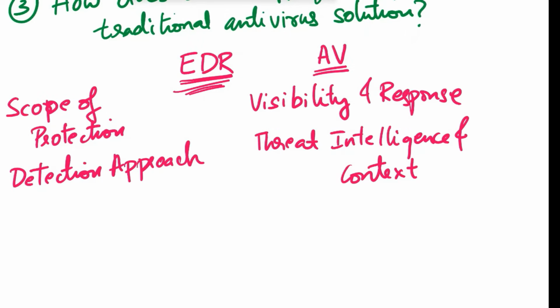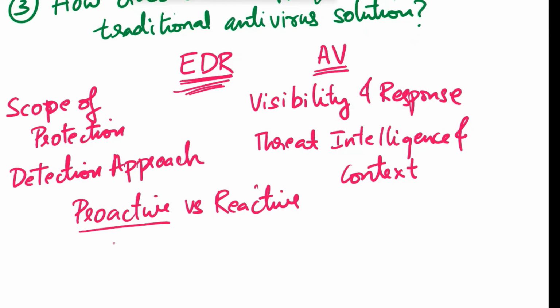Another difference is related to threat intelligence and context. EDR solutions often integrate threat intelligence feeds and contextual information to help analysts understand the nature of detected threats, their origins, and potential impact. Traditional antivirus solutions may lack the context needed to provide comprehensive information about the threats they detect.